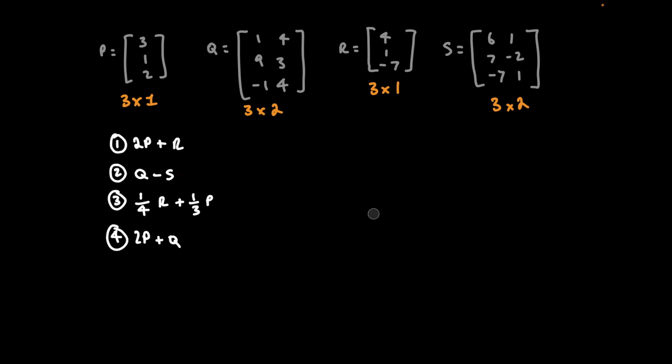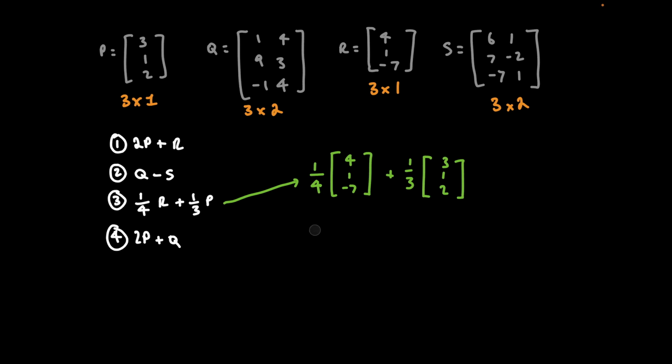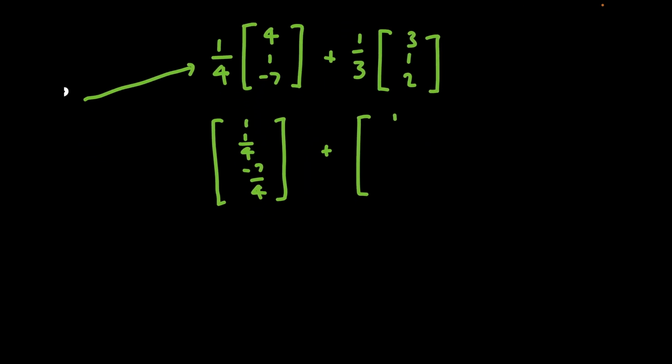Next question, question 3. A quarter R plus a third P. So in this case, what we can do is we can evaluate the scalar multiples for each of these. What we can say is a quarter times the first matrix is simply 1, a quarter, and minus 7 on 4. And for the next matrix, we just have to do a third of each of these elements. So that would be the same as 1, a third, and 2 on 3.